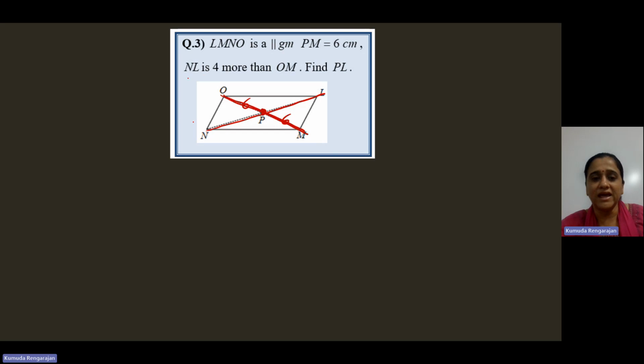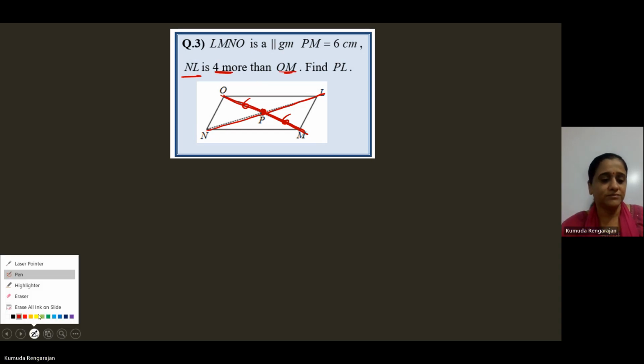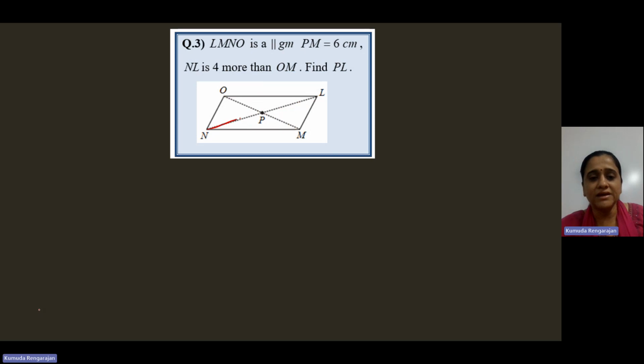NL is 4 more than OM. 12 plus 4, 16. Because see, it's given here: NL is 4 more than OM. Which is NL? This is NL. NL is 4 more than what? Than OM. How much is OM? 6 plus 6, 12. What's 4 more than that? 16. So NL is 16.